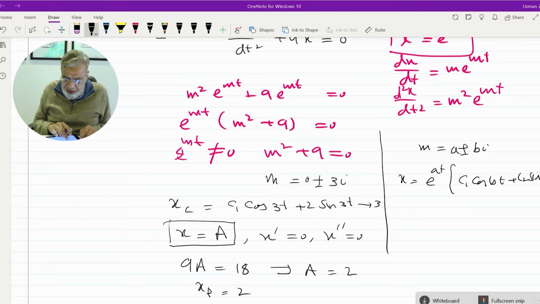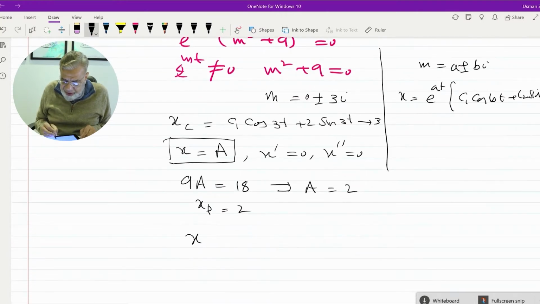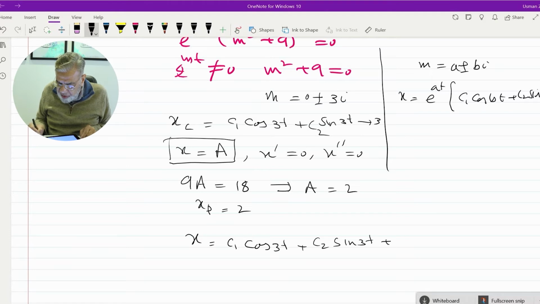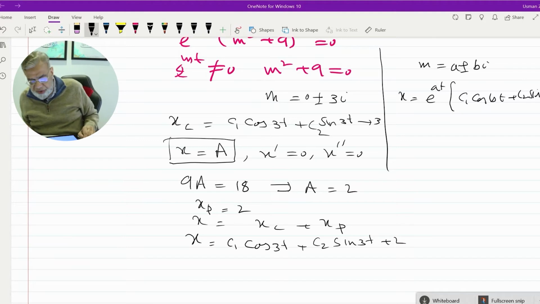So I can write my general solution. My general solution is x equal to c1 cosine 3t plus c2 sine 3t plus 2. This is my xp. So I have x equal to xc plus xp. We have done this one in our differential equation course, and you know this one very well.